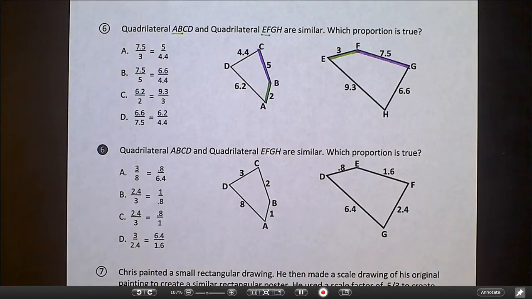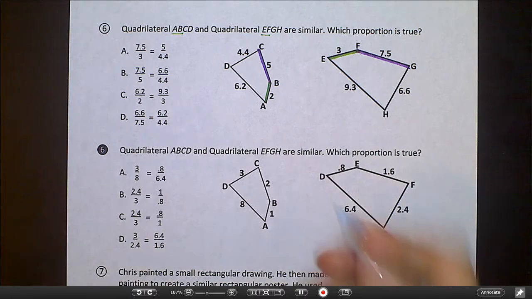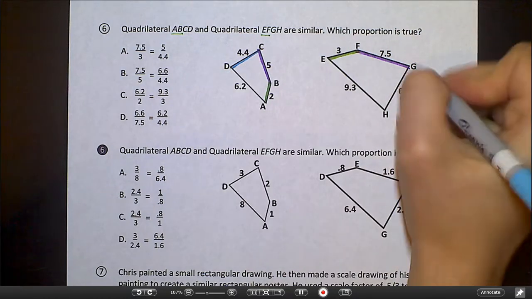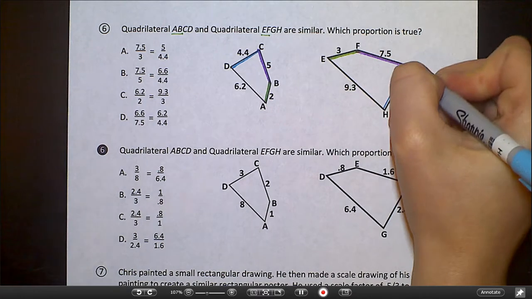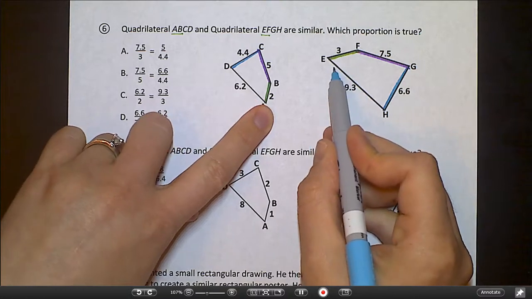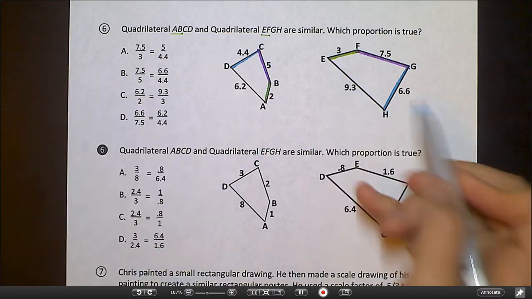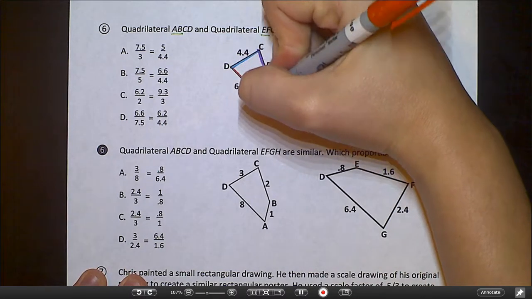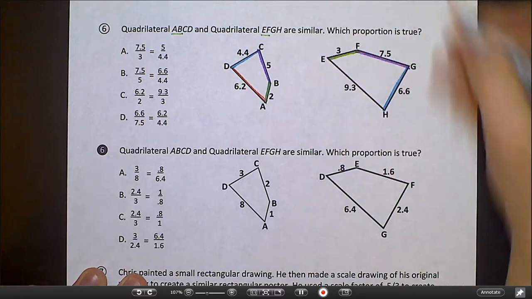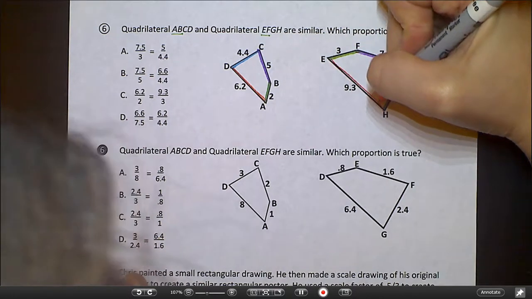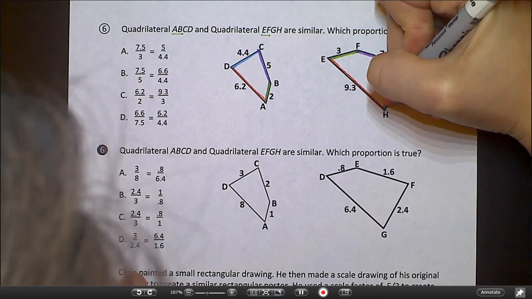All right, now another color. CD has to go with GH. And notice, as we're doing this, this side is across from this side. And this side is longer than this side. So it kind of makes sense what we're doing. But we're going based just on the letters right now. And then DA, that's the last letter and the first letter, has to go with HE. That's the last letter and the first letter. So these are the corresponding sides.